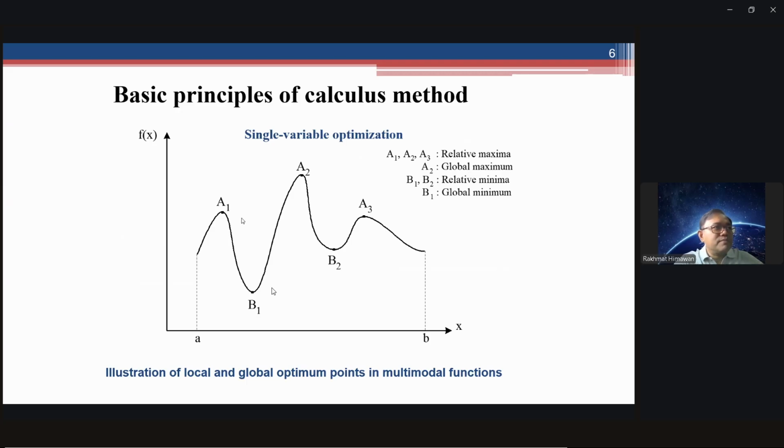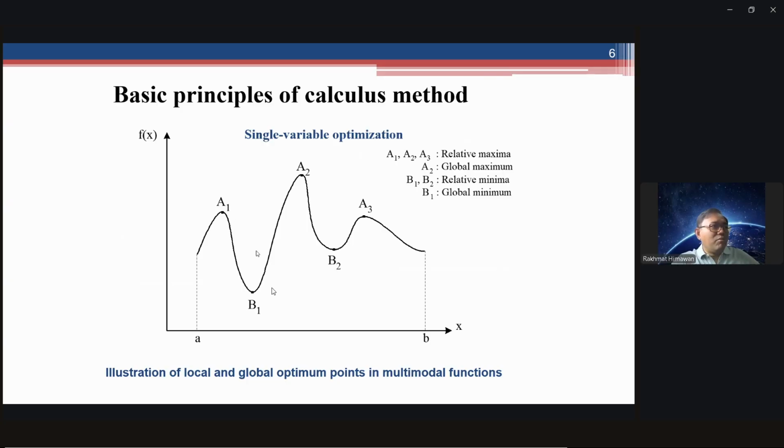You can see, yeah. So we have A1, A2, A3. They are relative maxima because they are the highest points, several highest points, while B is the relative minimum because it is the lowest point. After B1 it is increasing. After B2, if you go to the right, it's also increasing. That means it is a relative minimum.